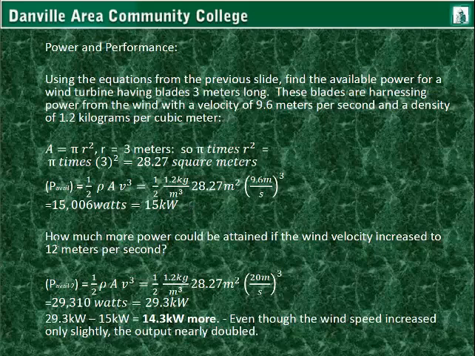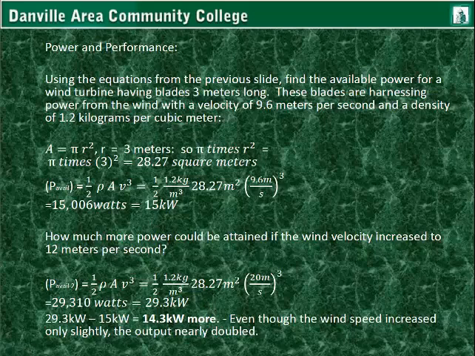How much more power could be attained if the wind velocity increased to 12 meters per second? Well, this would be the power available for scenario 2. It goes into the equation 1/2 rho A V cubed equals 1/2. We're assuming that the density of the air has not changed, so it's still multiplied by 1.2 kilograms. And then by the rotor swept area, it's the same wind turbine, so the rotor swept area is not changed. And then multiply it by 12 meters per second cubed. So in order to do this calculation on the calculator, it would be 12 cubed, or 12 times 12 times 12, multiplied by 28.27, multiplied by 1.2, multiplied by 0.5. And you should get around 29.3 kilowatts, or 29,300 watts.